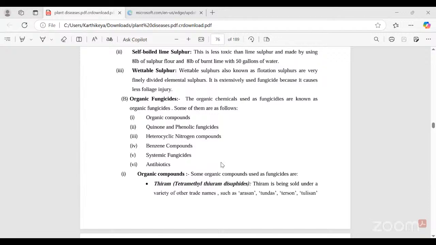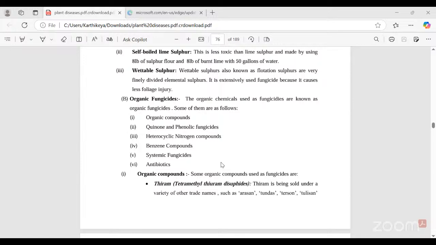Wettable sulfur, also known as flotation sulfur, is very finely divided elemental sulfur. It is extensively used, but it can cause injury.